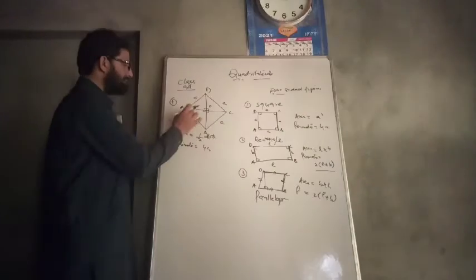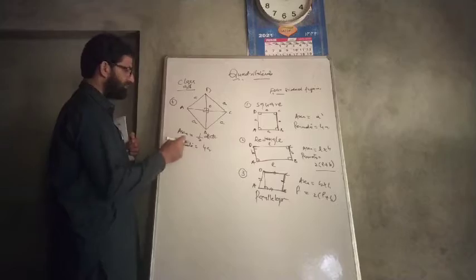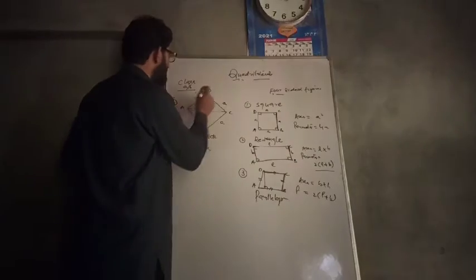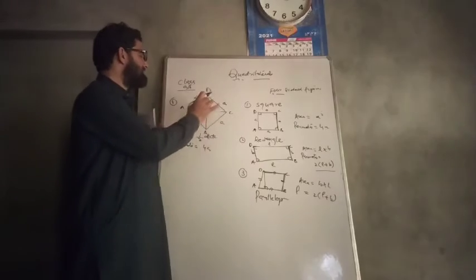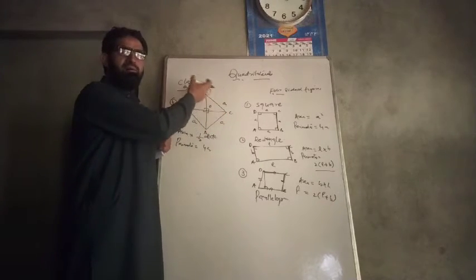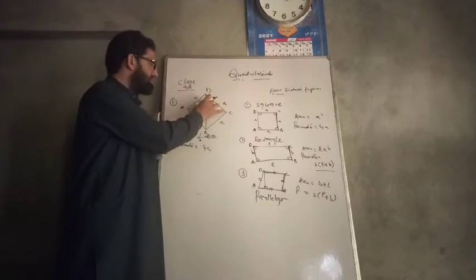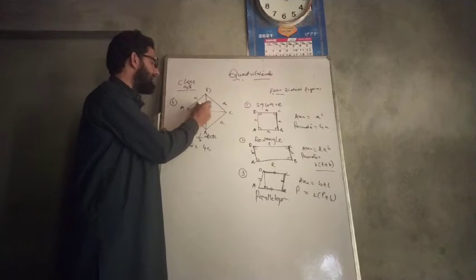Then this is about this rhombus. You should remember this thing that a rhombus is a quadrilateral in which all sides are equal and its diagonals bisect each other at right angles.